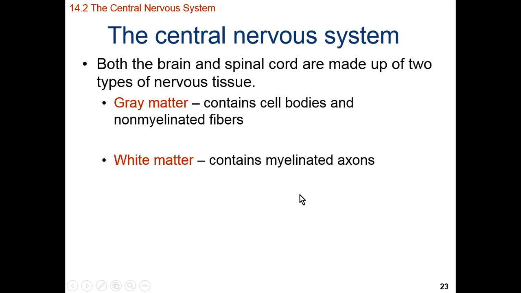As we look at the tissues of our brain and spinal cord, there are two broad categories of tissue, gray matter and white matter. Gray matter typically is going to have lots of unmyelinated cell bodies and non-myelinated nerve fibers in it, or non-myelinated axons. I want you to think of gray matter as thinking or processing matter. We also have white matter, which contains myelinated axons. White matter functions primarily to transmit information, where gray matter functions primarily to process the information.